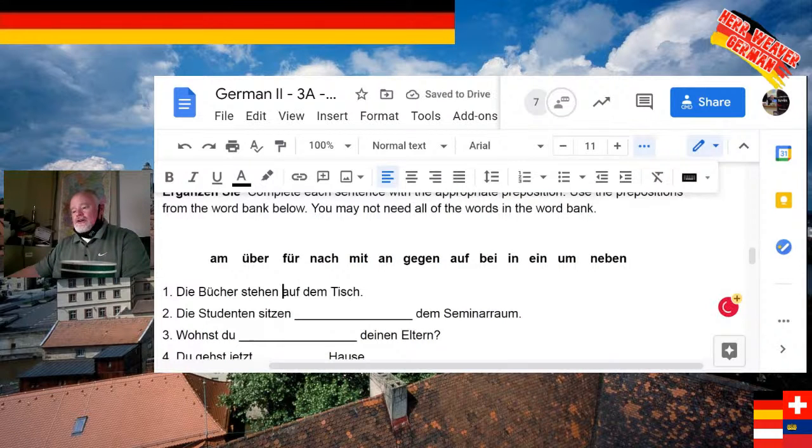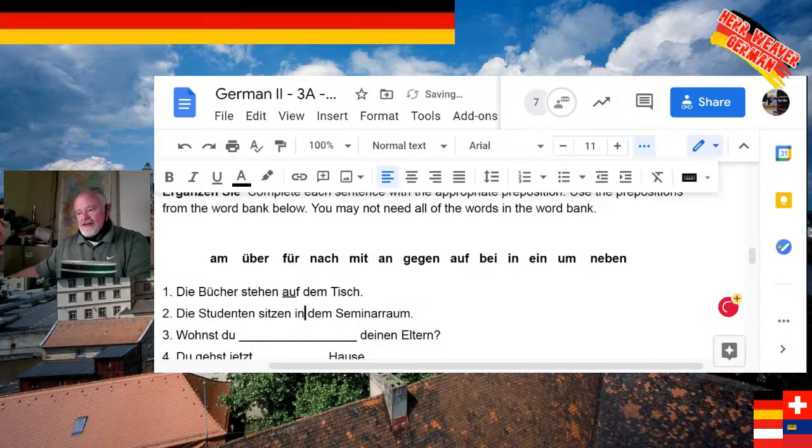I'm gonna underline this here. Okay. Die Studenten sitzen blank. Remember this old word? Dem Seminarraum. That's lecture hall, seminar room. So where they're sitting, on it, against it, with it, which of these prepositions would work? Take a look at the list here. Let's go through it real quick. Think what it would be in English. Actually, it's the same as in English. The students are sitting in the seminar room. Oh, in. Right. In dem Seminarraum.